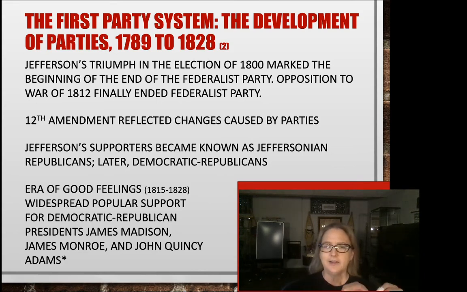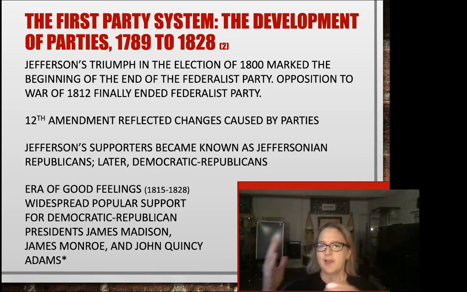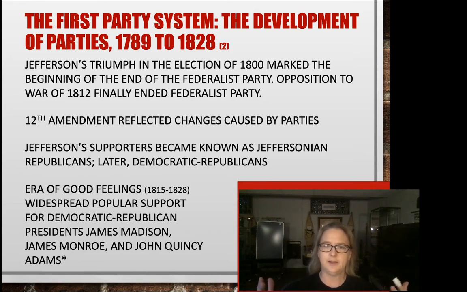Since they tied, the Constitution said that it goes to the House of Representatives to decide, and the House did make Jefferson president. But it marks a couple of things. It marks the beginning of the end for the Federalist Party, because they hung on for a while, but they really didn't come back from that election, and they finally folded after they opposed the War of 1812, even though it was very popular at the time. That lost them a whole lot of support in the country, and finally the Federalist Party ended.